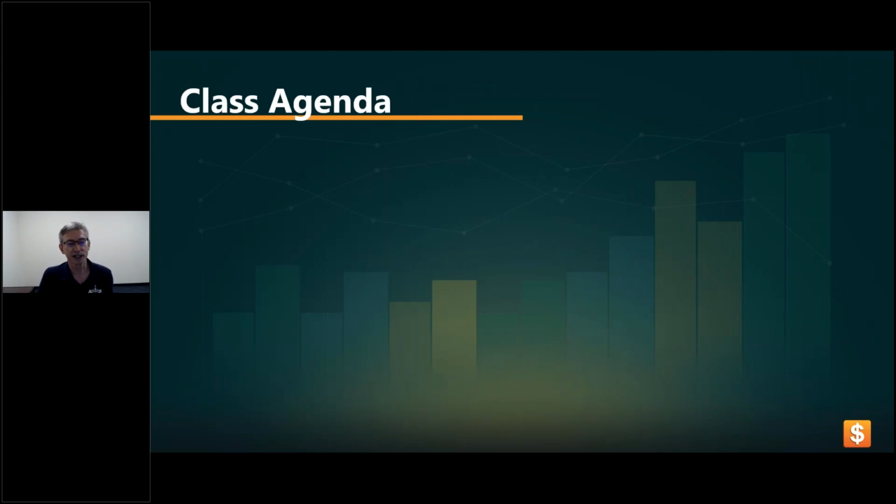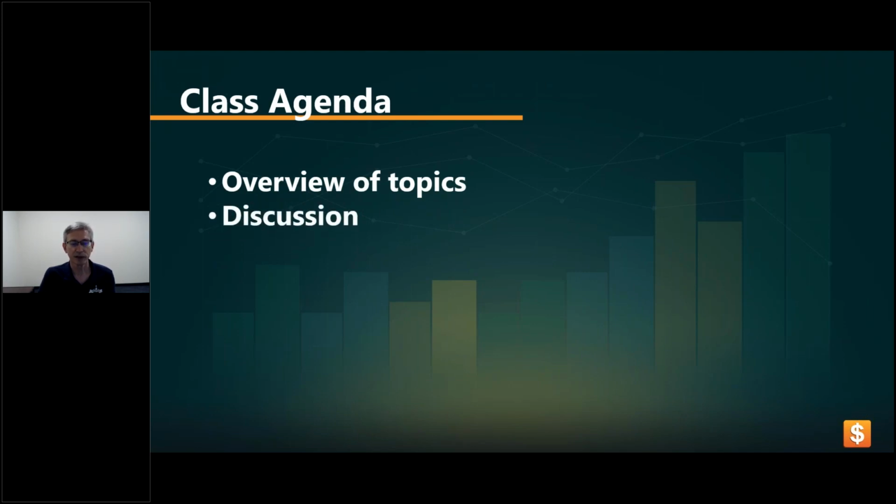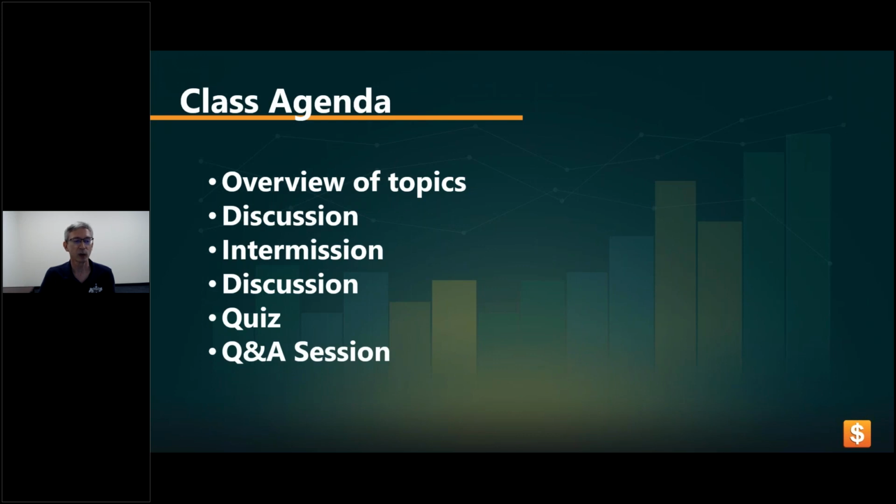And then today, our class agenda. Let's go over what we plan to cover. First of all, we'll do an overview of the topics that we'll discuss today, and then we'll drop into a discussion time, possibly around 30 minutes, and then we'll break for a short intermission of 5 minutes. Then we'll come back from our break and drop back into the discussion period. At the end of that, we'll have a short 5-question quiz that covers the material that we covered today. And then we'll look at any questions that have come through the questions window.